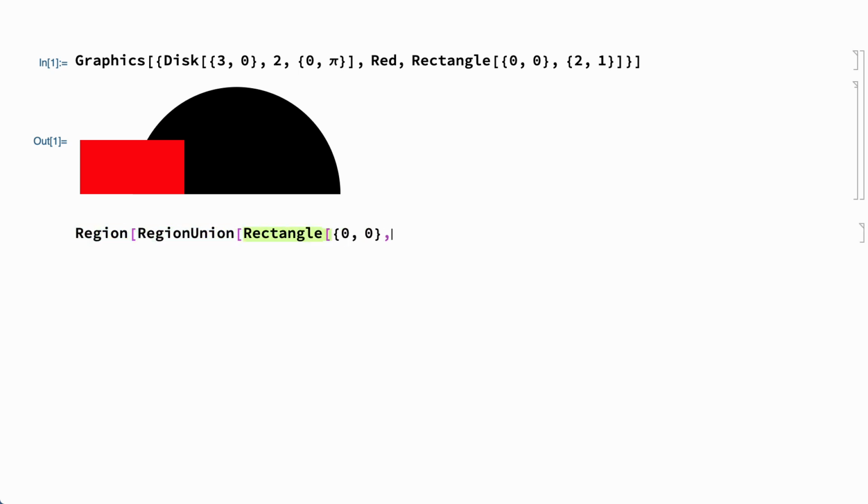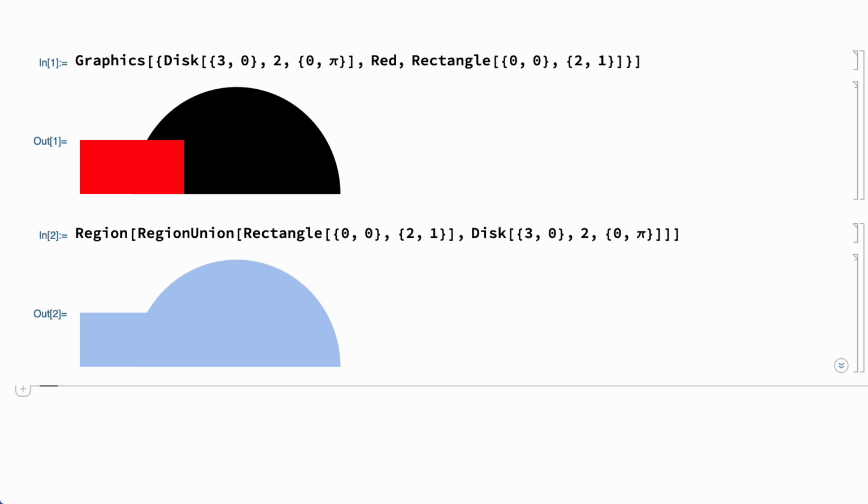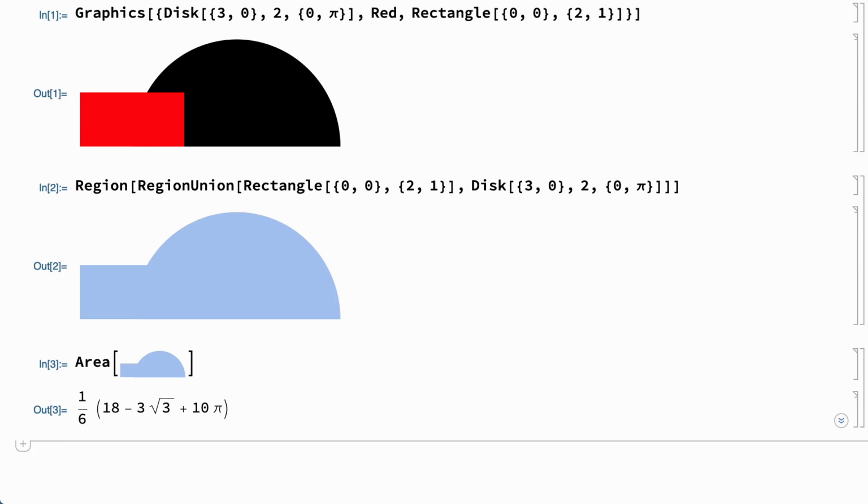For example, this input uses the same disk and rectangle expressions as in the previous input, but here those expressions are used in the region and region union functions rather than in graphics. Region union combines geometric elements into a single region, and the region function displays as a plot of the region. The region can then be used in calculations. For example, this calculates the area of that region.